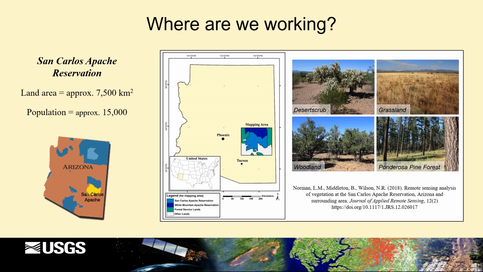For instance, as shown in the images on the right, the vegetation ranges from desert scrub in the lower elevations to ponderosa pine forest in the highest elevations. Additionally, there are large grasslands and pinyon juniper woodlands spread throughout the reservation lands, and though not shown in these images, there's also mixed native and non-native riparian forests within the reservation, primarily along the river bottoms of the San Carlos and Gila rivers.